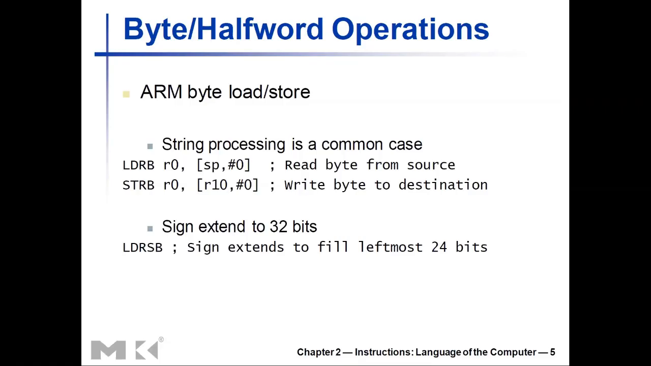With LDRB, you can load a byte from memory into a register, that is, read a byte from the source. The syntax is very similar to the way you work with LDR instructions. You have the destination register first, and then the memory location, base address, and the offset. STRB is used to write a byte to the destination, that is, storing a byte in the memory. That syntax is the same as it is with the STR instruction.